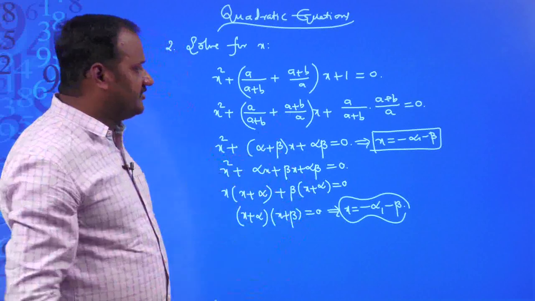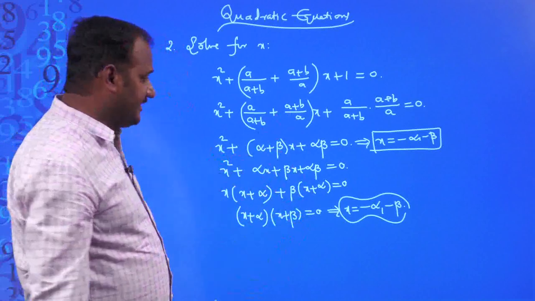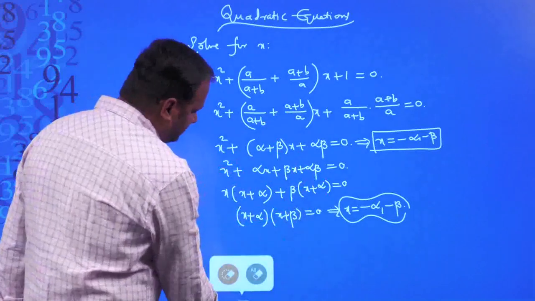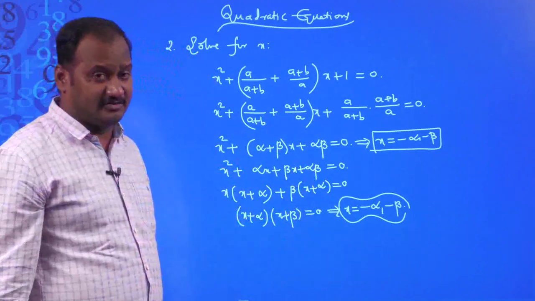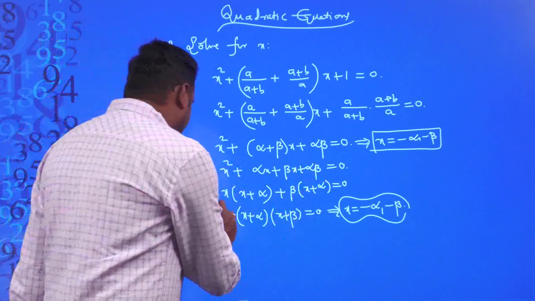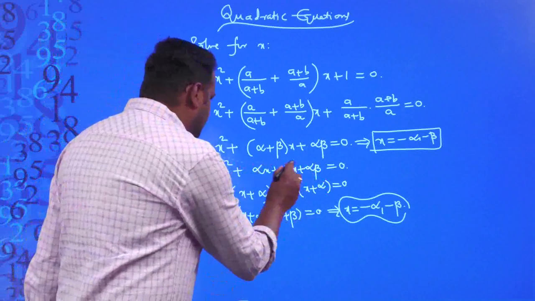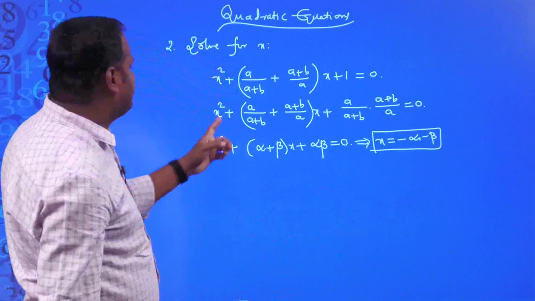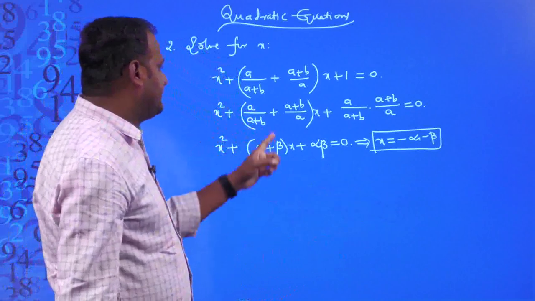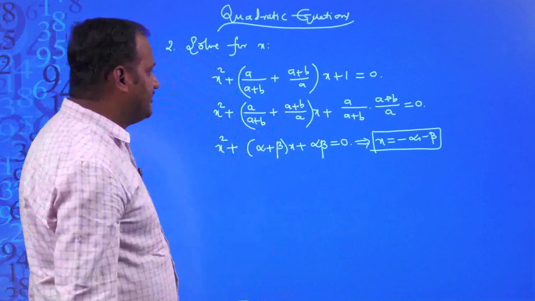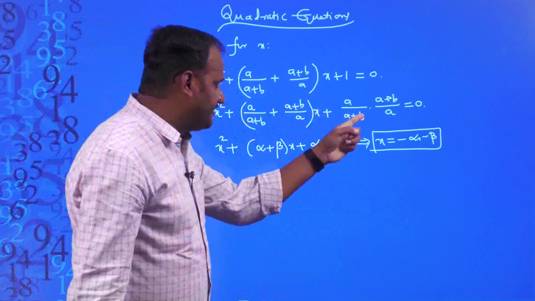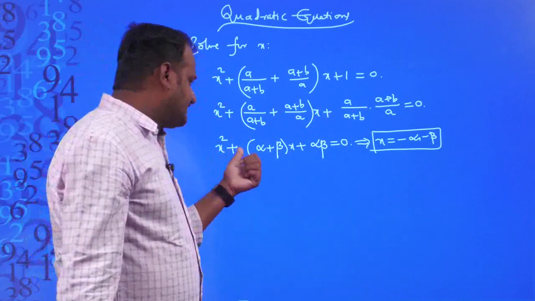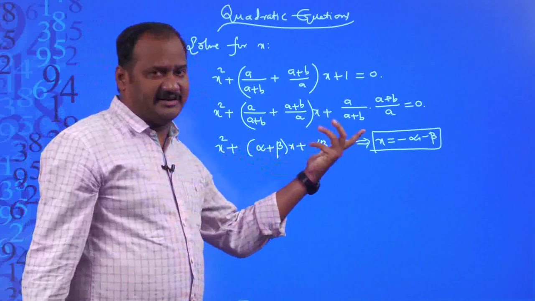So, directly you can write the roots are minus alpha comma minus beta. I showed you how I got those roots, x is equal to minus alpha and minus beta. So, moving back to our problem, our problem is x square plus a divided by a plus b plus a plus b divided by a into x plus a by a plus b into a plus b by a is equal to 0, which is in the form of x square plus alpha plus beta into x plus alpha beta is equal to 0.